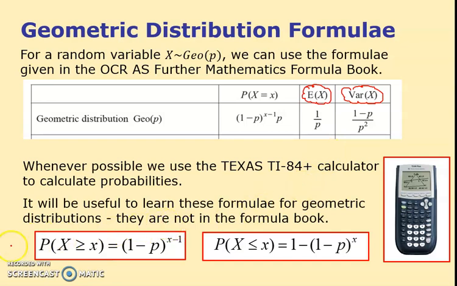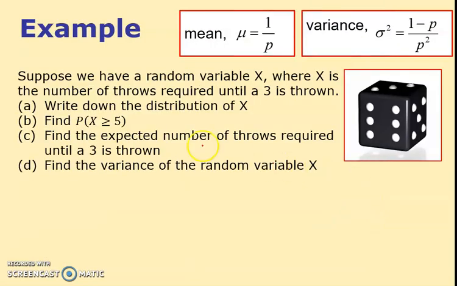And I've got a couple of formulas here. To be honest, I never use these. I just use the calculator whenever possible. So let's do a question. This is, suppose we have a random variable. Write down, we do this until we get a 3 is thrown.